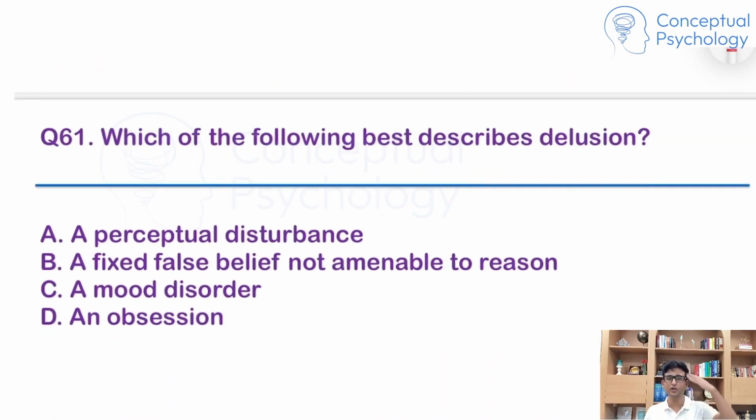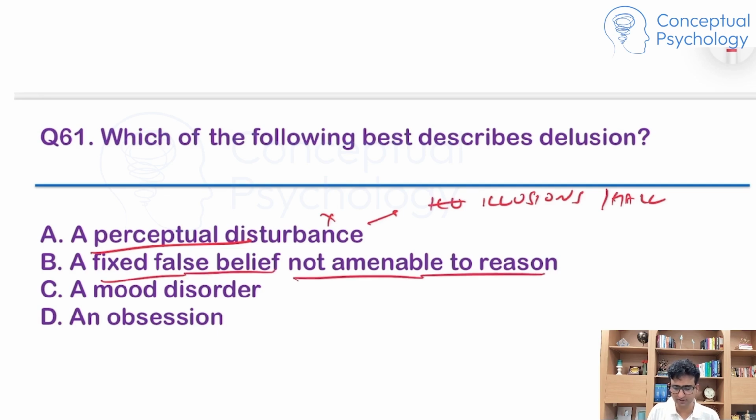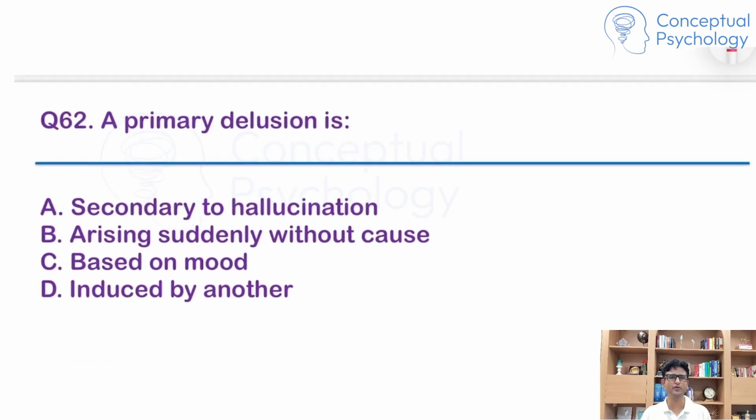Which of the following best describes delusion? Delusion is a firm false belief, which is not in keeping with the socio-cultural background of the person, and it is not amenable to reasoning. Is it a perceptual disturbance? No. Commonly we talk about illusions and hallucinations as perceptual disturbances. A fixed false belief not amenable to reason is the definition of delusion. Of course, not a mood disorder. Of course, not an obsession. Answer is B.